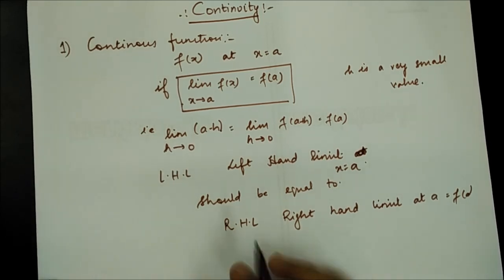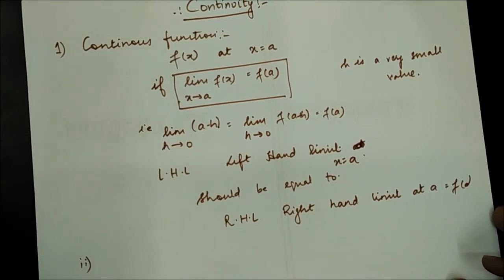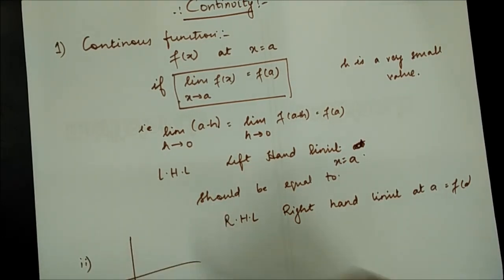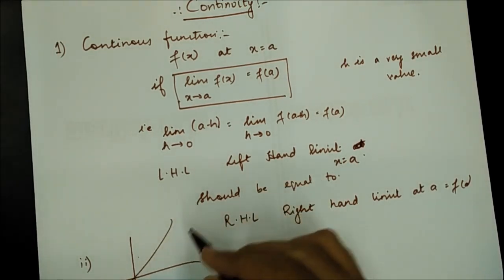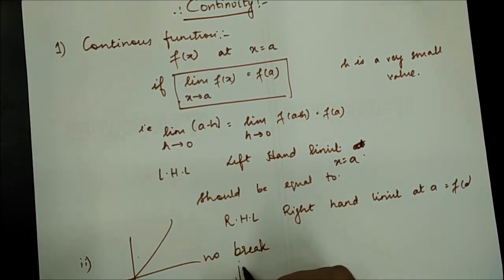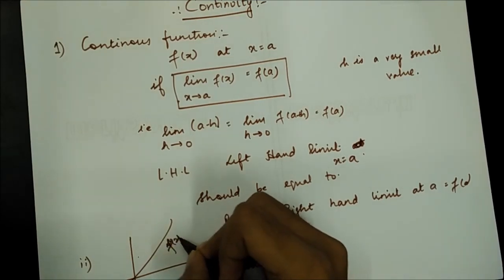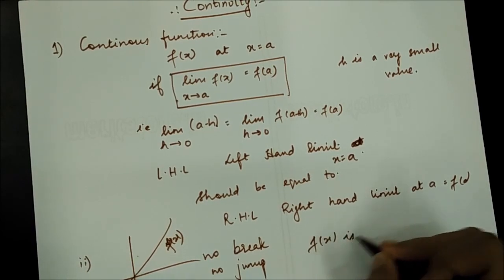The second important point is that if the graph of a function has no break or gap or jump, then it is said to be continuous. So if suppose any graph is continuous and there's no break, no jump and no gap, then this function f of x is said to be continuous.